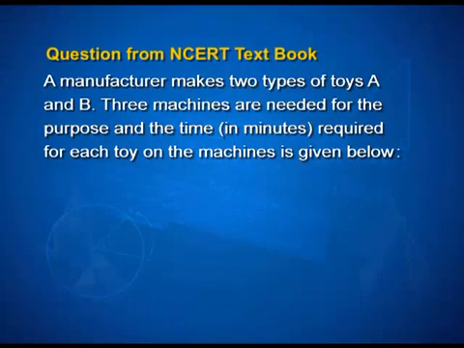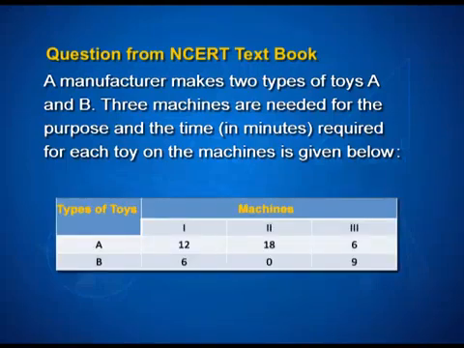The problem states, a manufacturer makes two types of toys A and B. 3 machines are needed for the purpose, and the time in minutes required for each toy on the machine is given below. So, it is being described in a tabular form. When you read this table, you can understand that type A toy will need 12 minutes on machine 1 and type B toy will need 6 minutes on machine 1.